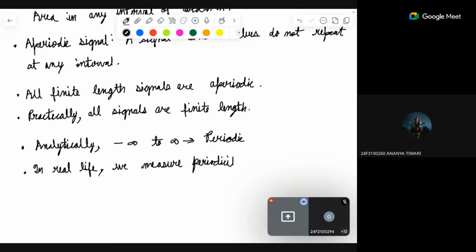In real life we measure periodicity within... do you guys make notes along with me? What about others? Do you make notes along with me of what I write here, or you don't? Ma'am, I make notes of lectures. Okay.